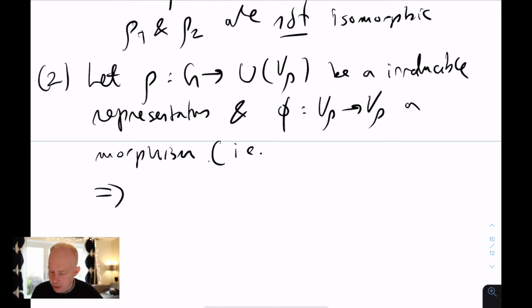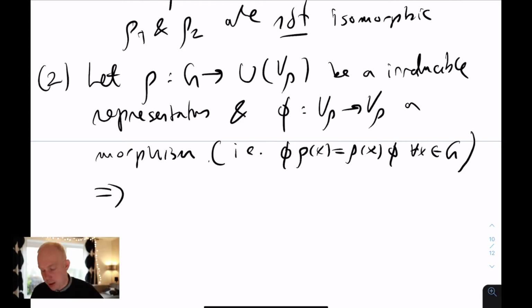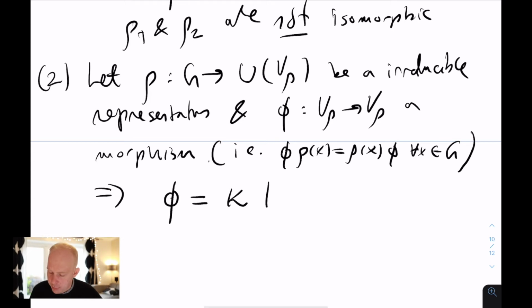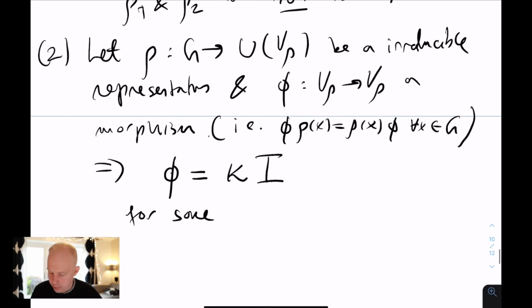Remember that if it's a morphism to itself, that means that phi rho of x is rho of x phi for every x in G. Then Schur's lemma is just saying that this phi has to be some constant multiple of the identity matrix, for some constant kappa. That's the only possibility that this could happen.